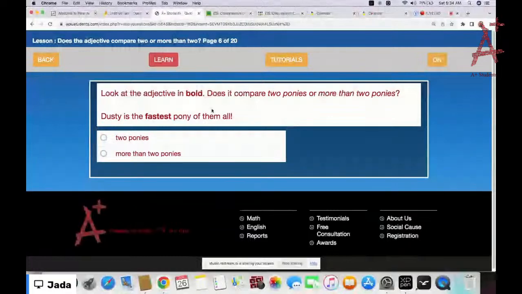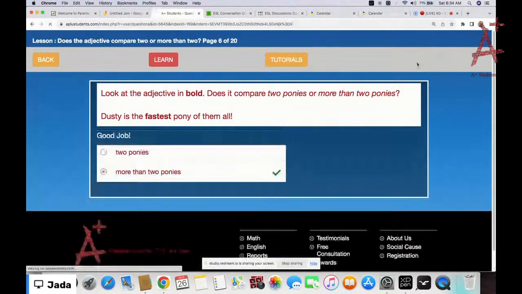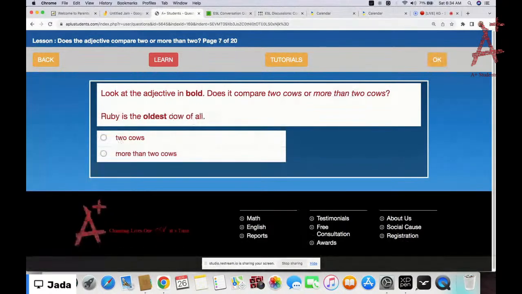Dusty is the fastest pony of them all. Fastest. If you see -est, it is more than two. So -est compares more than two. Now, Ruby is the oldest cow of all. Because it has -est, you know that it's comparing more than two cows. It's not two cows, but more than two. So we have so many cows, but then they're comparing Ruby.